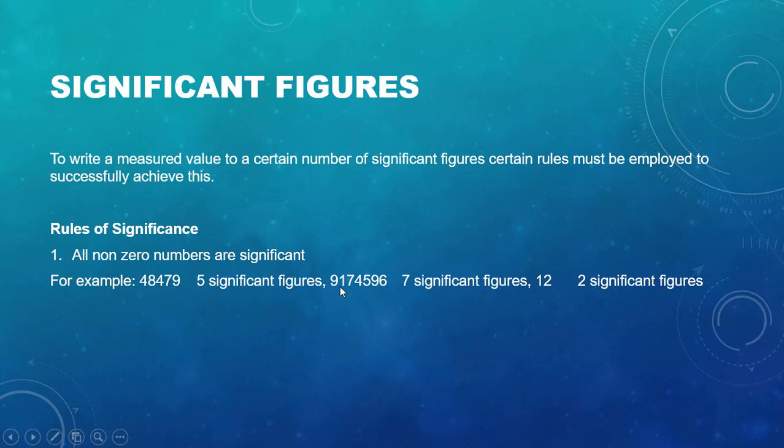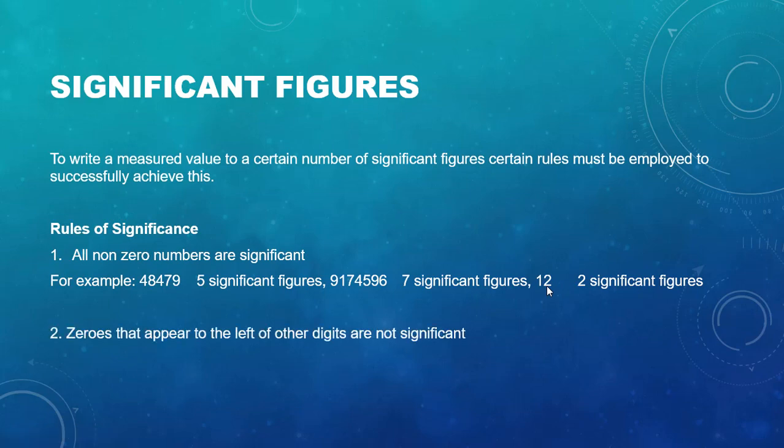Similarly, in this number here, 9,174,596, we have 7 significant figures because all these numbers are non-zero digits. And in this one, we have 2 significant figures because we have a 1 and a 2. Both are non-zero, so we have 2 significant figures.